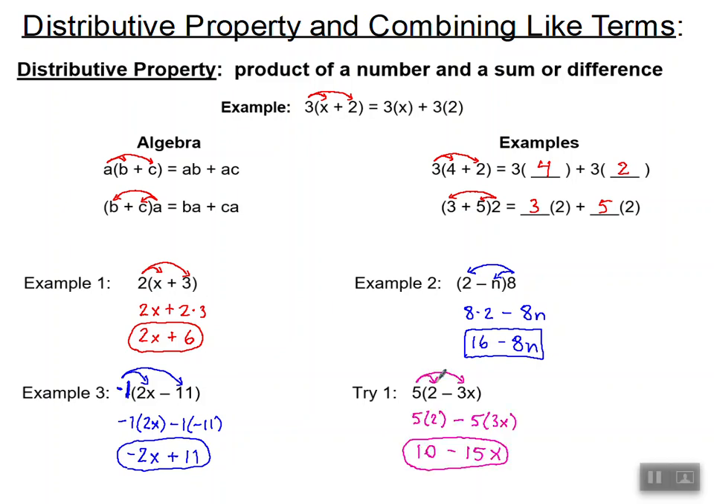So here we have 5 times 2, which is 10, and 5 times negative 3x, which is negative 15x. So our final answer, 10 minus 15x.